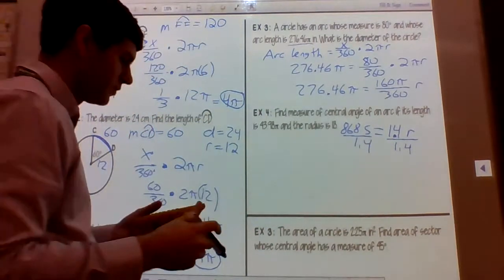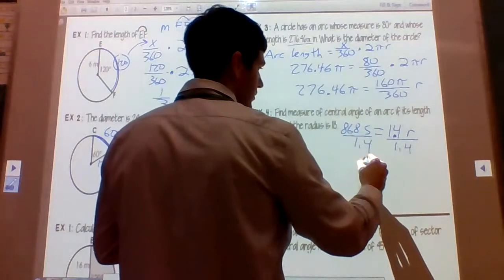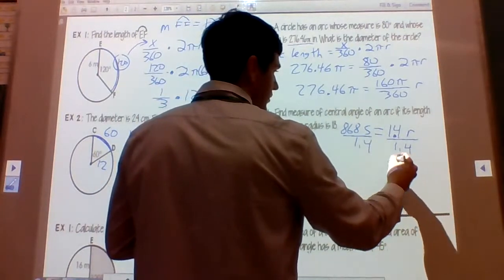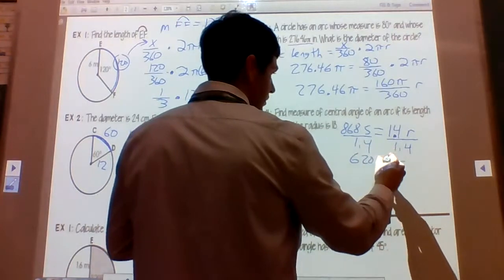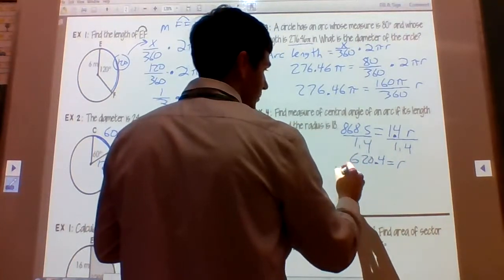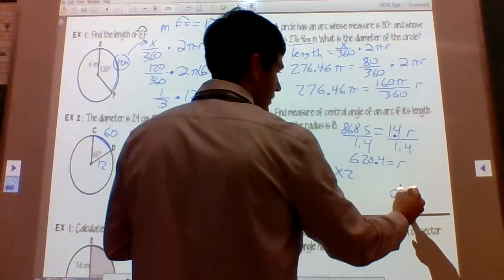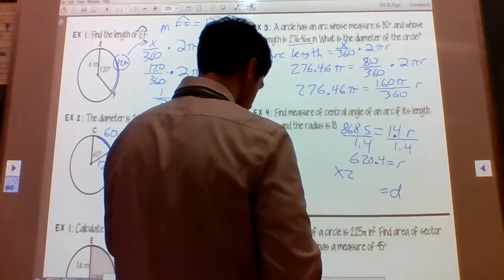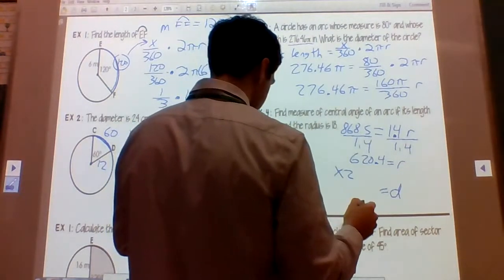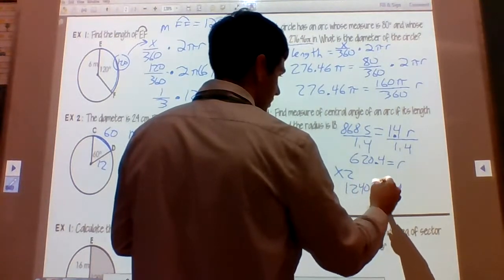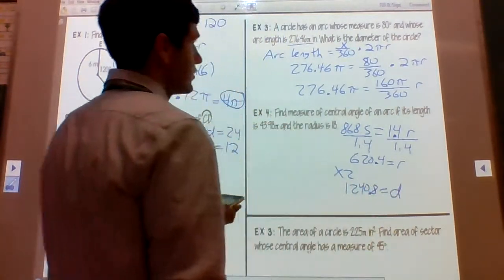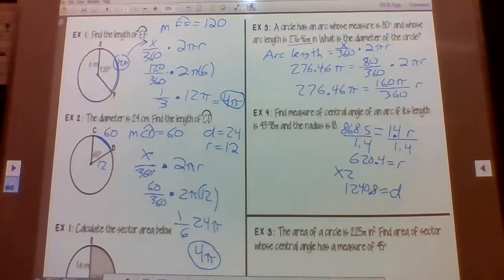Okay, we get a radius of 600 n. R equals 620.4. Multiply by 2 to get the diameter. So our diameter is 1240.8. Well, let me check that because I'm not sure that looks right.